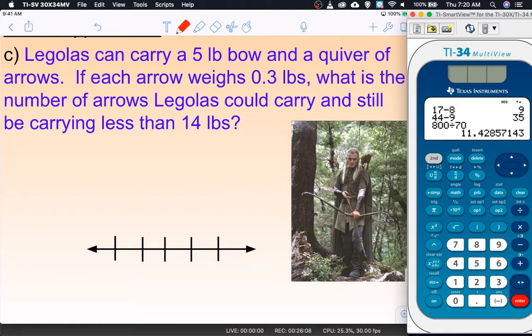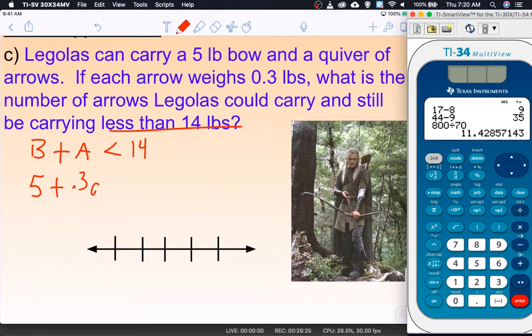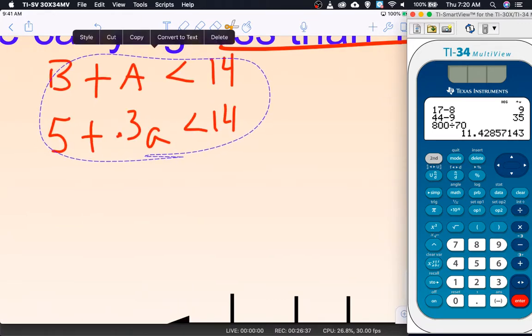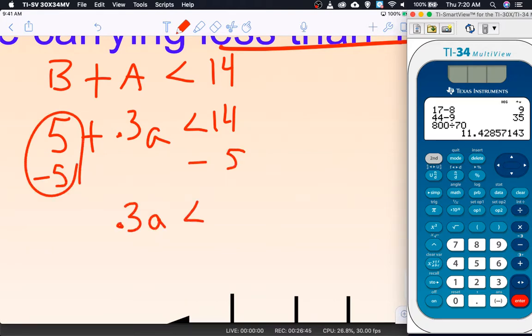All right. So I would say bow plus arrow, we want it to be less than 14 pounds. The bow weighs 5, and each arrow weighs 0.3, so that's 0.3 times the number of arrows. Should be less than 14. I'm going to shrink this a little bit. We've got to get a little bit more space to work. So then if we subtract 5 on both sides, these cancel. 0.3a is less than 14 minus 5, which should be 9.